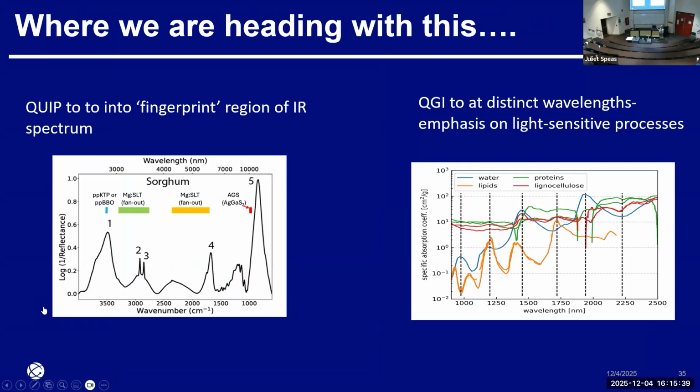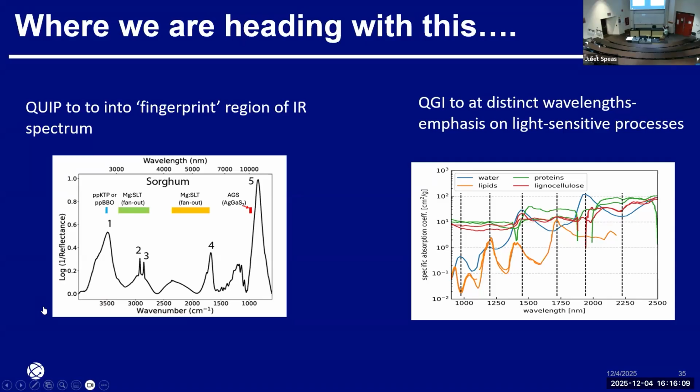So where we're headed with this is, we want to do QUIP in the fingerprint region of the IR spectrum because it's much more information rich, not only for plants, but for lots of things. They call it the fingerprint region for a reason. But we also still, because we have a quantum ghost imaging microscope, want to build up. We started at water, and I told you why we started at water, but these other dashed lines are also where we would like to go with our imaging.